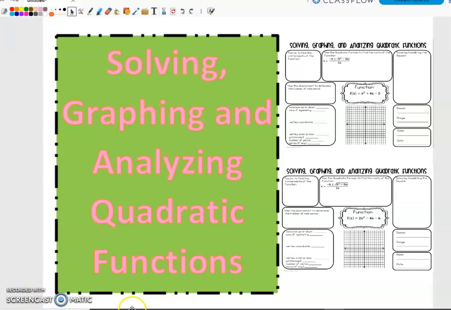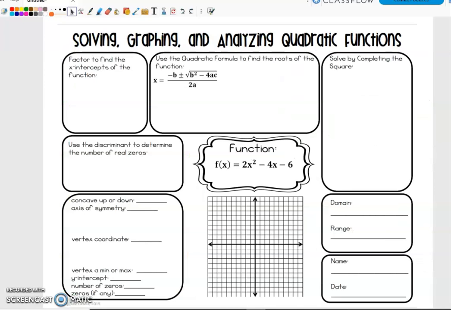Alright, this is the second video on solving, graphing, and analyzing quadratic functions. In this video, we're going to be filling out this second graphic organizer that you see down here on the bottom. It looks like this page. So please make sure you find this page in your notebook before you continue the video lesson.